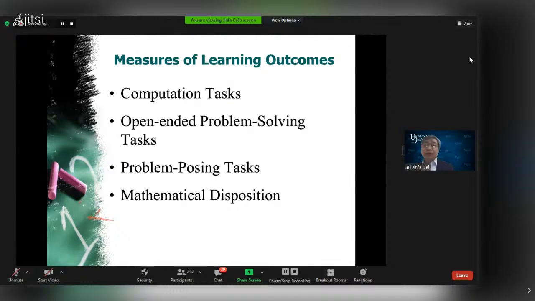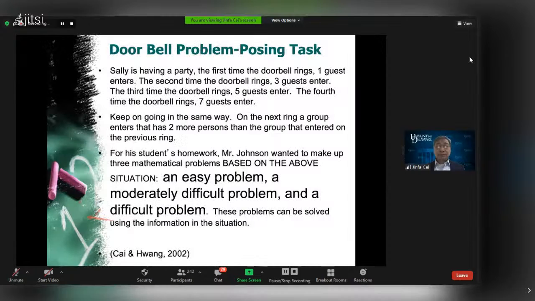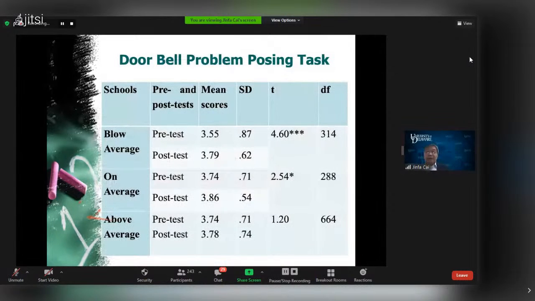So I can only give you a brief look, showing you 2 slides, okay? Hopefully, by this summer, we could have a lot more to share from this student data, from this project. So this is the doorbell problem-posing task. The results I'm going to share with you are based on this. We use a pre-test and post-test. We have 3 schools. One is below average, one is on average, another is above average.